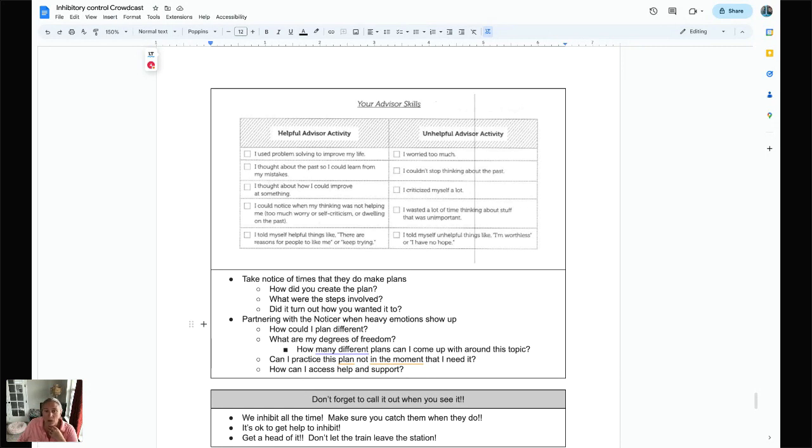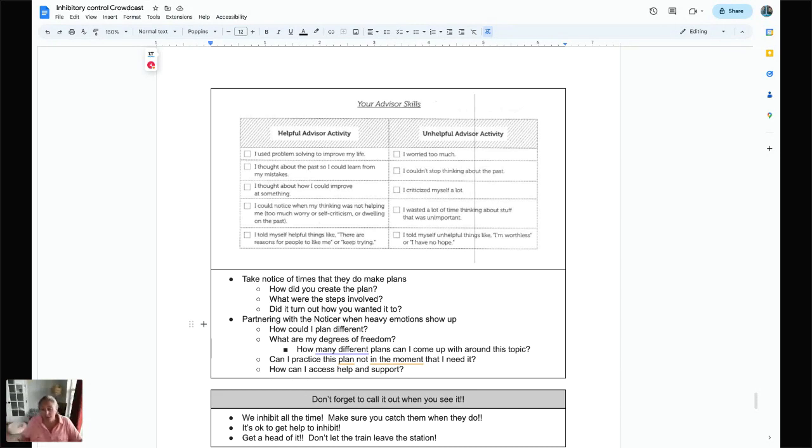I could notice when my thinking was not helpful, right? I was doing too much. I was dwelling, things like that. And I told myself helpful things, right? So those are helpful kind of advisor things. Again, we want to build and strengthen those to support our ability to notice how things turn out. And again, everything kind of goes back to that noticer.